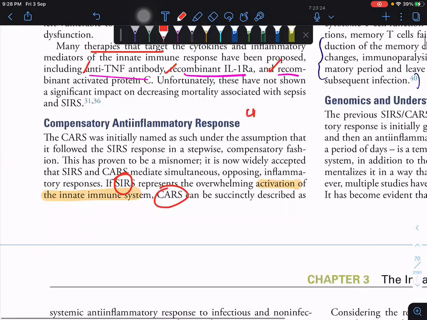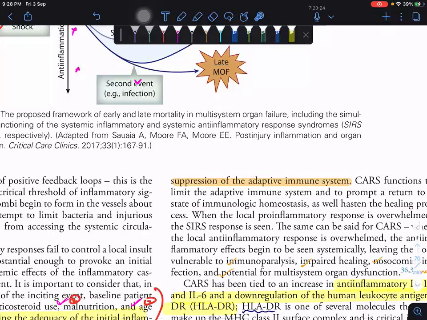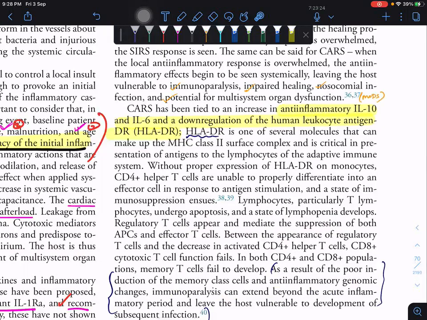Then CRS. SIRS represents the overwhelming activation of the innate immune system, and CRS can be described as suppression of the innate immune system. So whenever the immune system is very low, only then CRS is happening. Here they're telling about anti-inflammatory IL-10 and IL-6 and the downregulation of the human leukocyte antigen HLA-DR. CRS has been tied to an increase in IL-10 and IL-6, and it decreases HLA-DR. So IL-10 is increased, IL-6 is increased, and it downregulates HLA-DR.